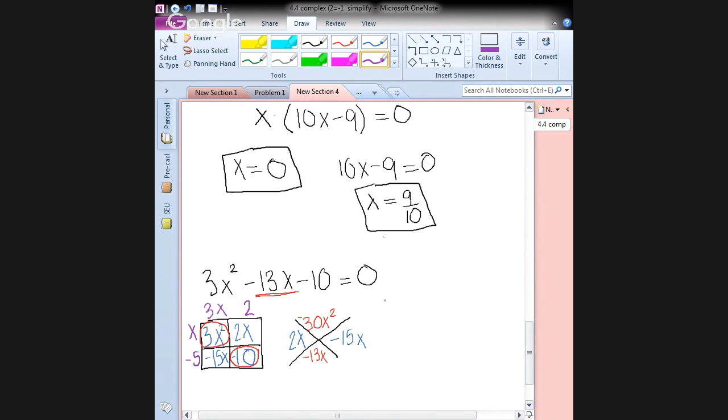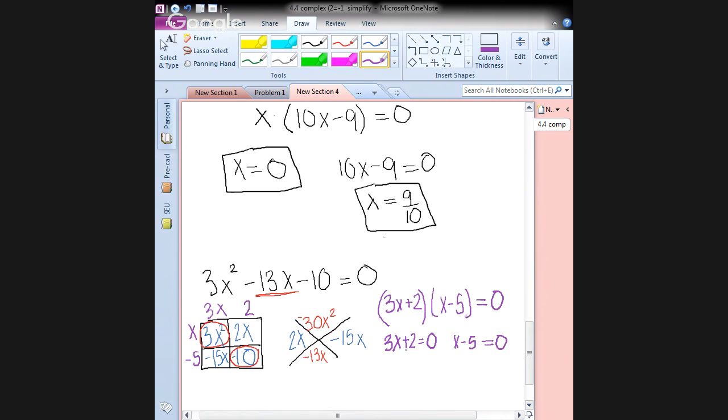So we have found the factors. Our factors are 3x plus 2 and x minus 5 is equal to 0. Now, if I were just to ask you to factor, you'd be done right there. But the problem is asking you to solve. So you have to set each of your factors equal to 0 in order to solve.